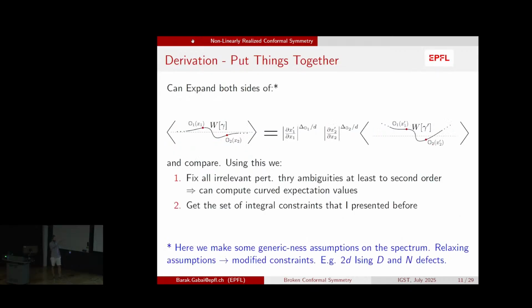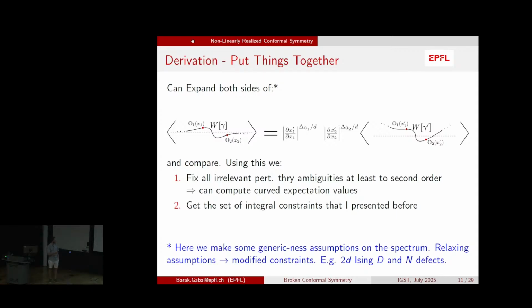But now when we combine the ability to expand both sides in this irrelevant perturbation theory together with this identity, which is a functional identity, right? It works for any profile V of the line. We can fix all of these ambiguous coefficients in the irrelevant perturbation theory. So the point is that we gain predictive ability to write down the expectation value of a line as we deform it. And this is not all we get from studying this identity. Also when we study it to second order, we get all of these integrated constraints that I wrote down before.